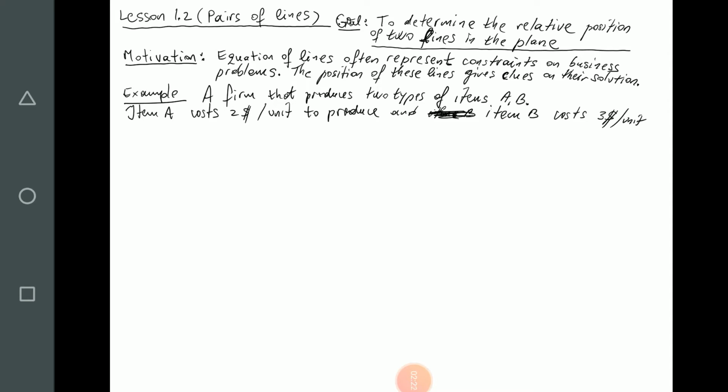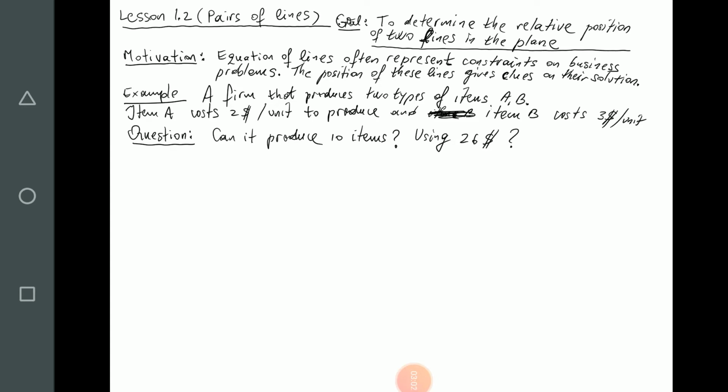And let's formulate a question that leads to our topic of today. Can this firm produce 10 items, and can they do that using, let's say, $26? I'm choosing some small numbers with the purpose of having some nice, easy numbers to compute to begin with.